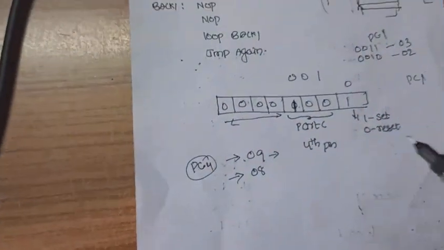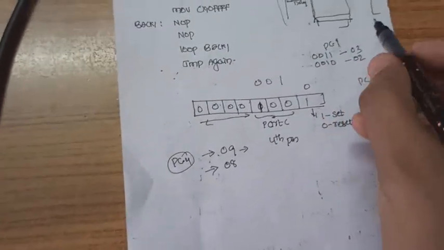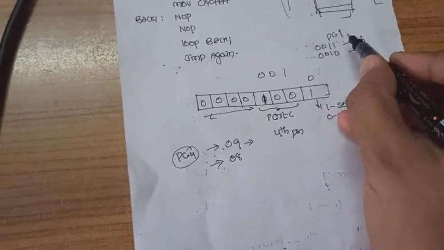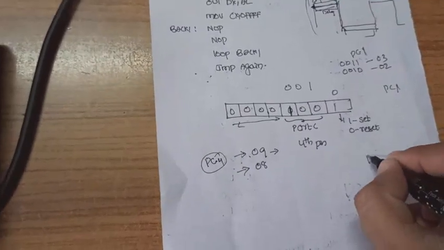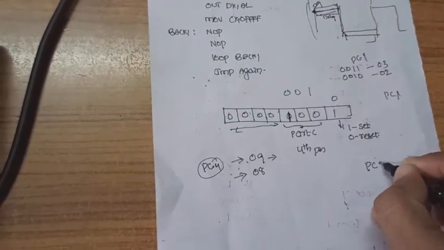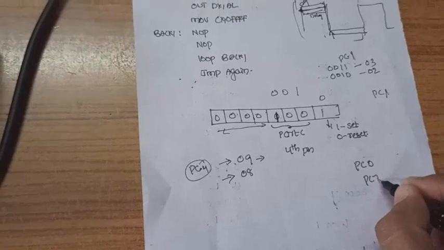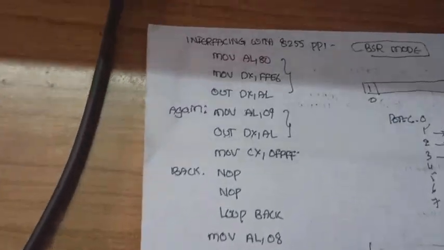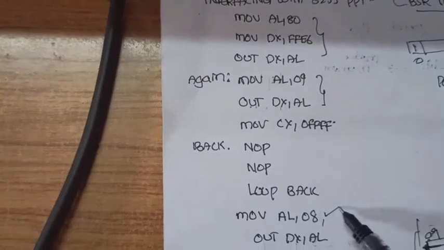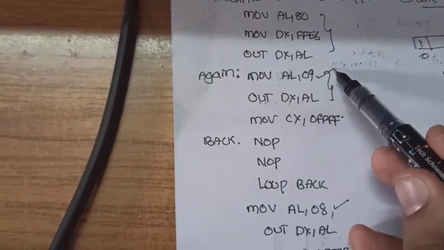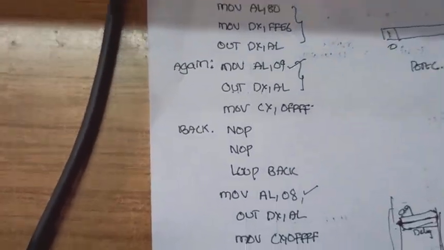So in this way you can change any number of pins. By changing the data, like I said 03 and 02 for PC1, likewise you can change all the combinations and select which pin you want to set or reset from PC0 to PC7. Those commands are to be given here in place of setting and resetting. So in this way, in BSR mode, we generate a square waveform.